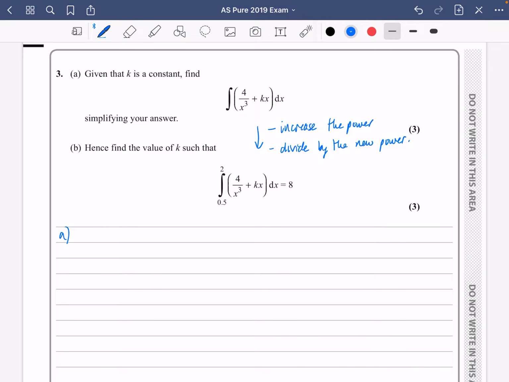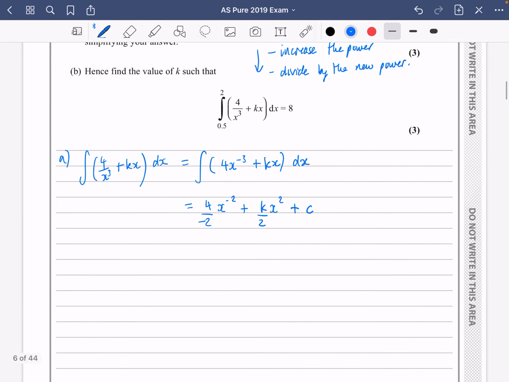So for my first question, where I'm integrating 4 over x cubed plus kx dx, what I'm probably going to do is rewrite this so that I have 4x to the minus 3 plus kx with respect to x. So I'm just going to start doing this. I'm going to increase the power, so from minus 3 it's going to increase to minus 2, and I'm going to divide by that new power. Don't worry about the k, but for the x, I'm going to increase the power to squared, and I'm going to divide by the new power. Don't forget to do plus c. There is a mark that is reserved for that.